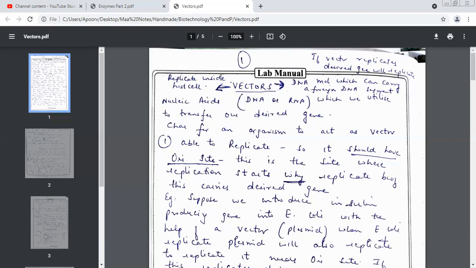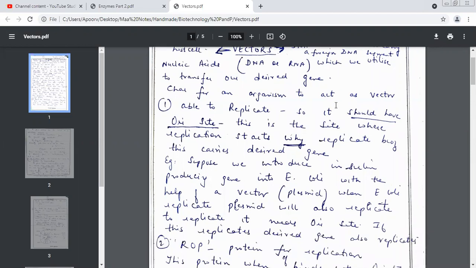So what is a vector? Basically, it's a DNA molecule which carries what? Foreign DNA. And the most important property of vectors that we did, after reaching the host, what should it be able to do? Replicate. It should be able to replicate inside the host cell. We can take any nucleic acids, DNA or RNA, whichever you want for transferring your desired gene. Any molecule you can take. Basically, RNA can also be used, but mainly DNAs are used.